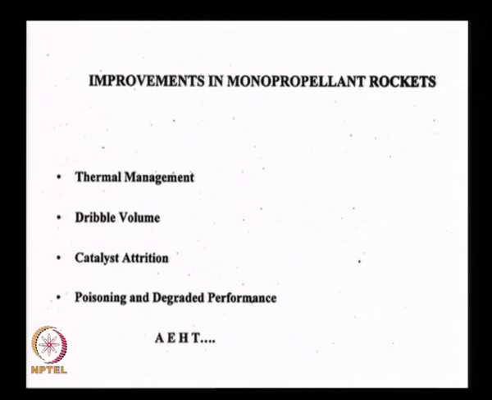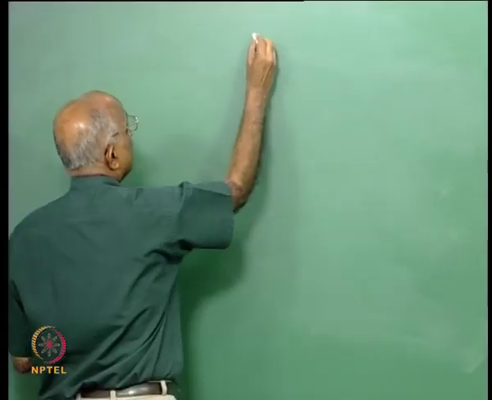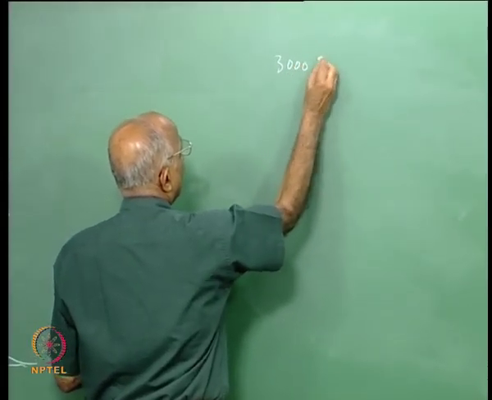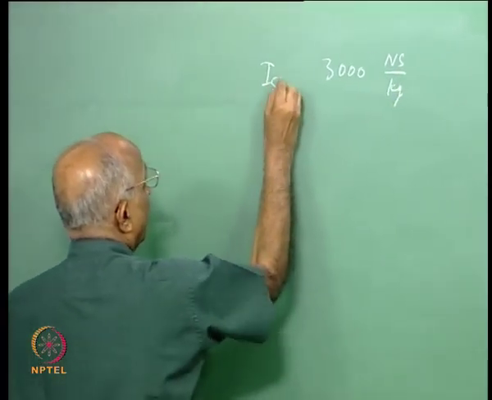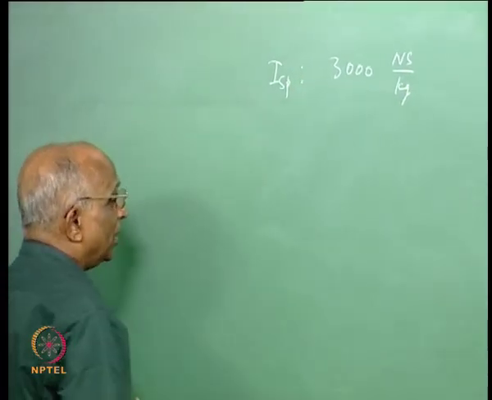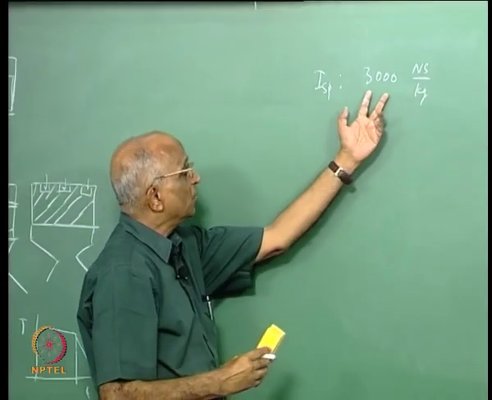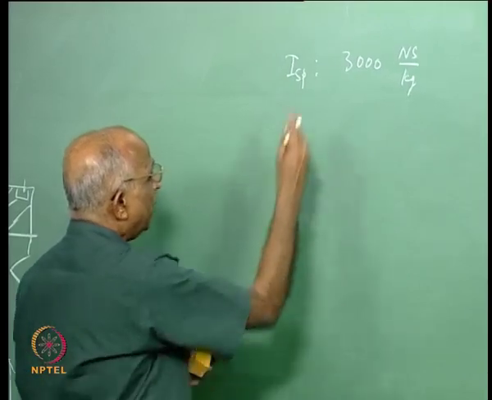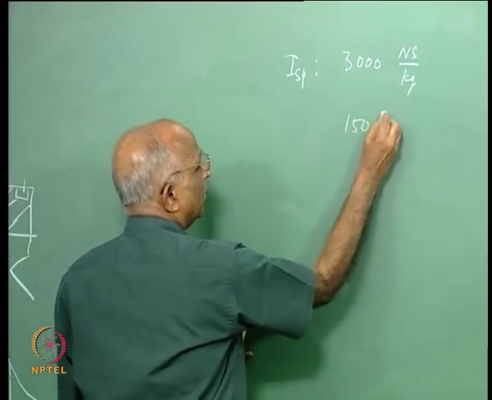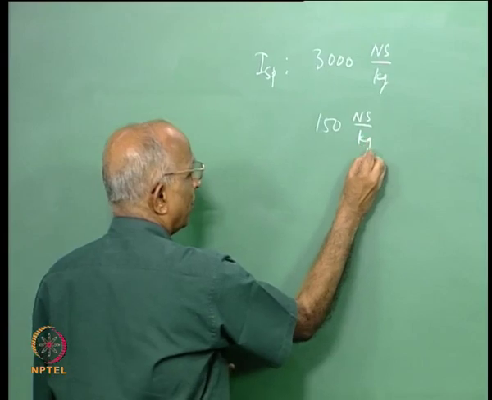But the main drawback with using the monopropellant thruster is that it has low performance compared to bi-propellant rockets. The performance is very much lower, maybe something like 3000 Newton second per kilogram is the ISP of, let us say, a low performing propellant. We called them propellants which have relatively low energy. Compared to that, this might be around 1500 Newton second per kilogram.